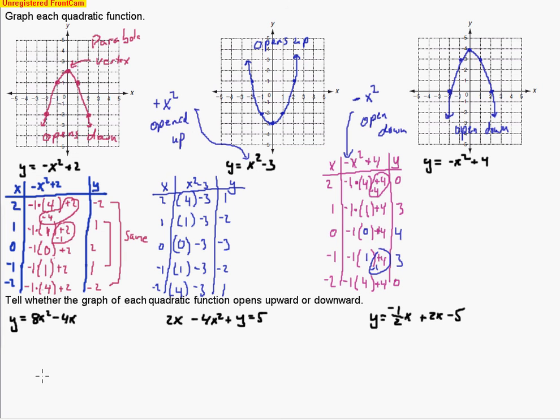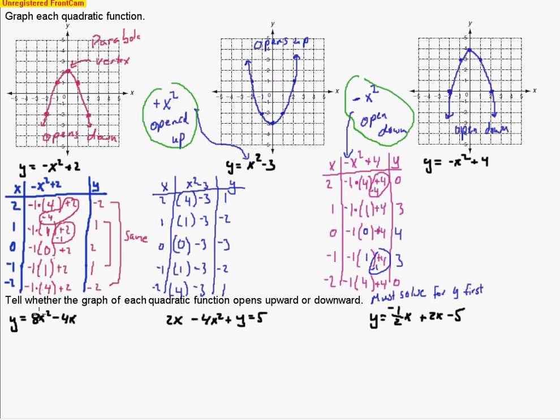And that's what the next directions are asking us. They say, tell whether the graph of each quadratic function opens upward or downward. Well, what we need to do first is you need to solve for y. So we're going to write that down. Must solve for y first. So once we solve for y, we're going to look at this concept right here that I wrote out, and I'll highlight here in green. So if it's a positive x squared, it opens up. Negative x squared, it opens down.